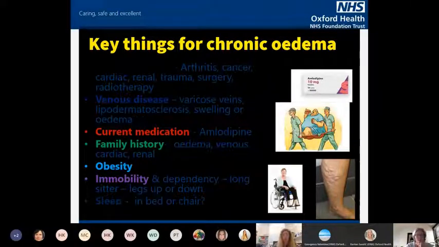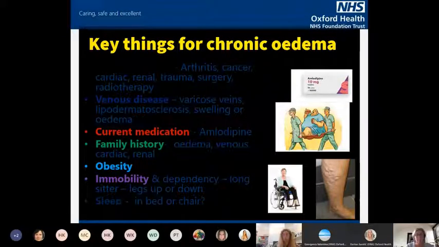Medication, a big one for edema is amlodipine. It can cause edema. If somebody's on amlodipine and has edema, we would suggest you speak to the GP about whether they can be changed to something else or whether that dose can just be reduced from 10 milligrams down to 5, which can have a significant reduction in the edema. You particularly want to know about family history.